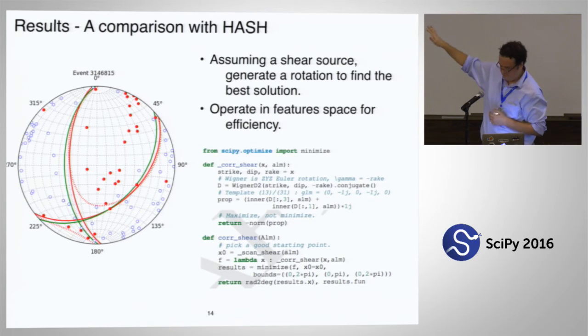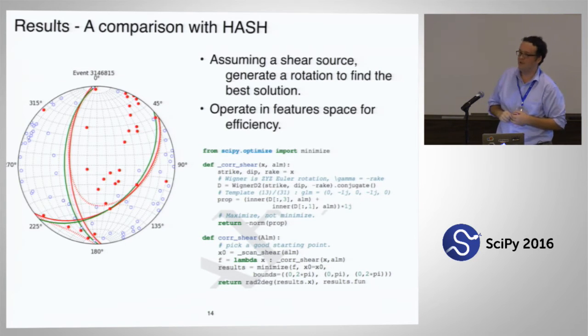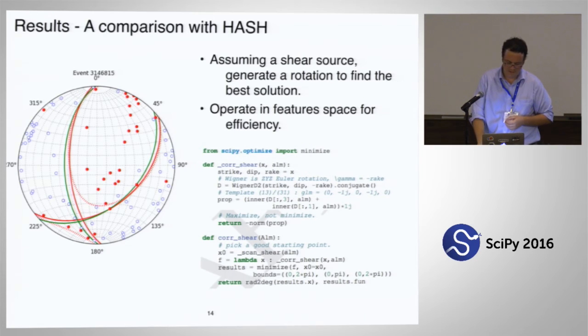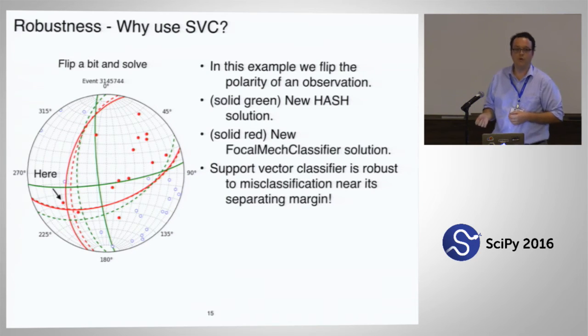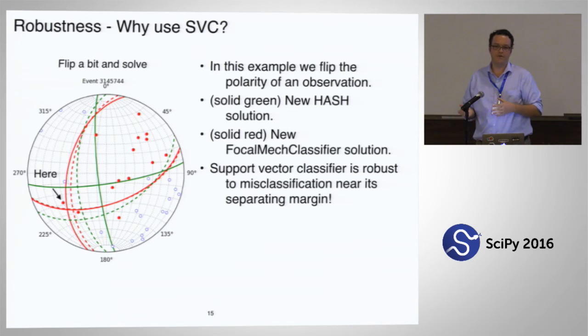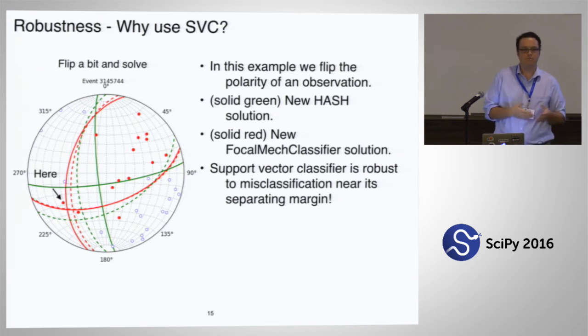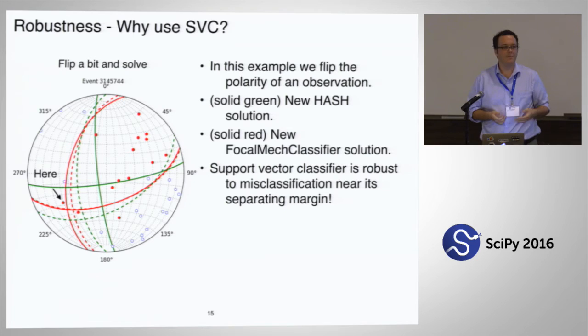And just for reference, I provided a little code snippet, 10 lines of Python, that you need in order to do this analysis. So the question is, why would we want to use a support vector classifier when we have a perfectly good algorithm called HASH? I mean, why would we want to do that?